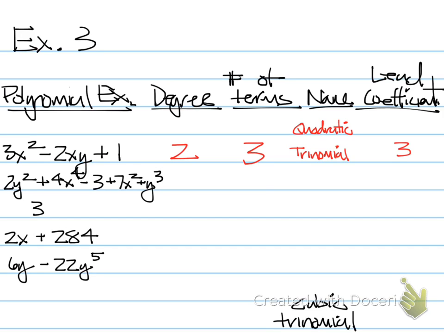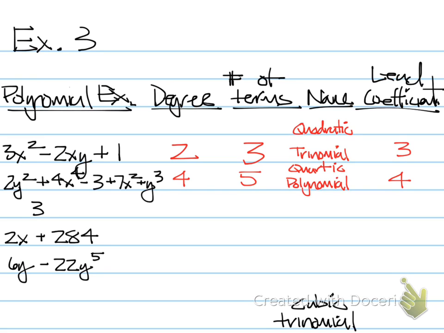For that next polynomial, the degree is 4 because of that second term, 4x to the 4th. That's the highest degree for each one of the terms. And it has 1, 2, 3, 4, 5 terms. And again, since the degree is 4, we would refer to it as a quartic. And then it has 5 terms. So quartic polynomial. The lead coefficient is the number in front of the variable for the term with the highest degree, so it would be 4.